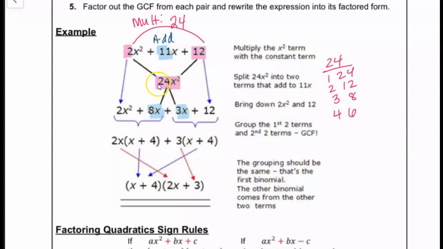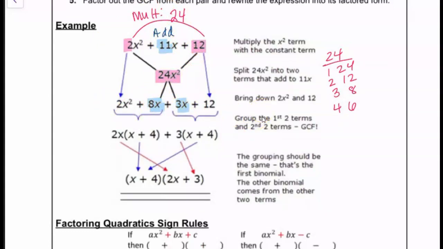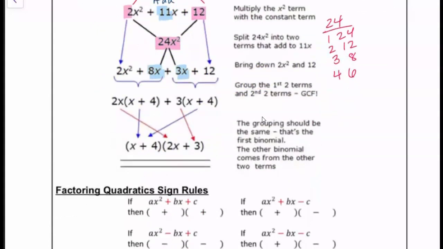We have to make sure that it still meets this requirement: multiply to 24 and add to 11. So now that I found my two numbers, instead of going straight into my answer, I have to do the factor by grouping part. So I need to group it, so I'm going to put parentheses around my first two terms and my last two terms. And then you have to find your greatest common factor.